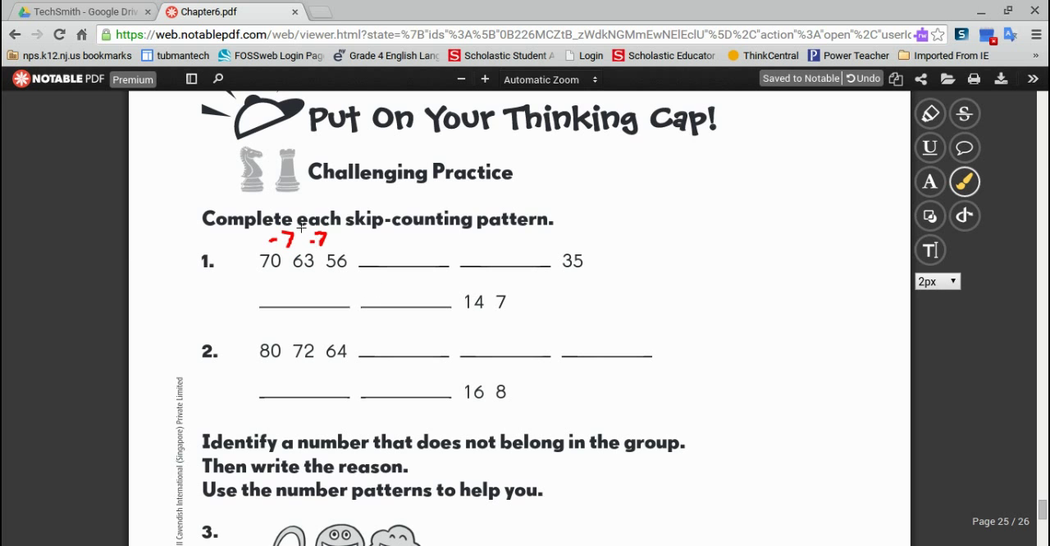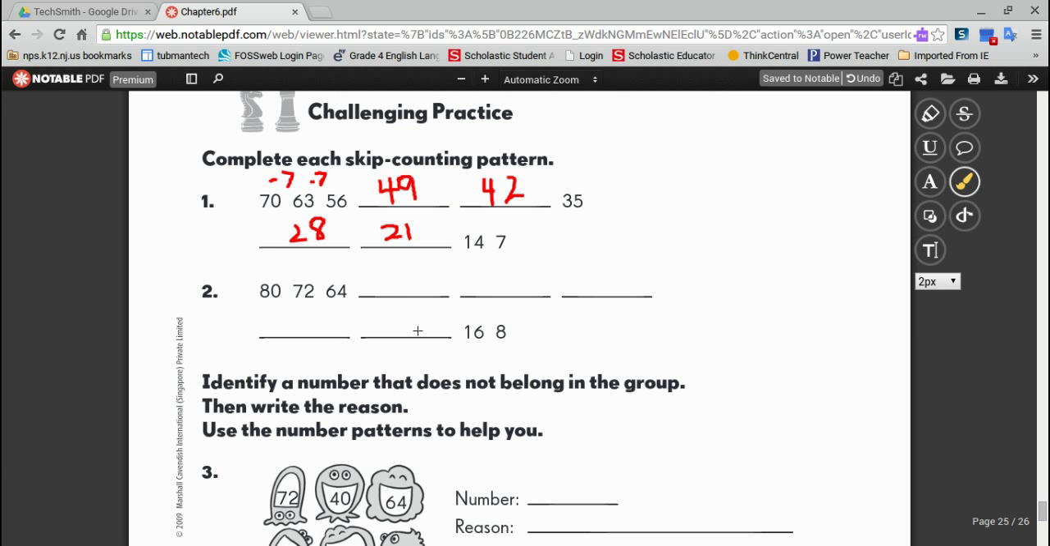Now, if I know I'm going by my 7 multiples, let's just start over here and go forward and fill this in. So here's 7, 14, then I know would be 21 over here, 28, 35, then 42, then 49, 56, 63, 70. Okay, that takes care of number one. Let's look at number two.